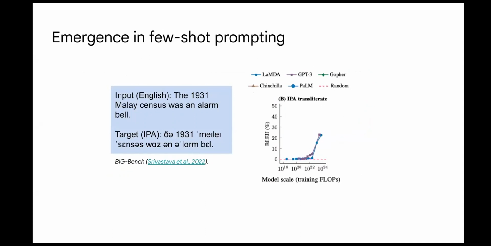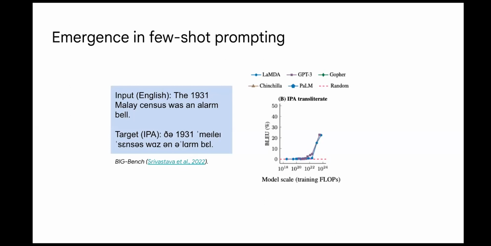Here's another example from a benchmark called BIG-Bench. Basically, the task is that the language model has to take in an arbitrary input sentence, like "the 1931 Malay census was an alarm bell," and then give the IPA, or International Phonetic Alphabet, transliteration of that sentence. The performance is measured with BLEU, which is an n-gram matching metric where you match which sets of words in the ground truth are in what the language model generated. So it awards some partial credit.